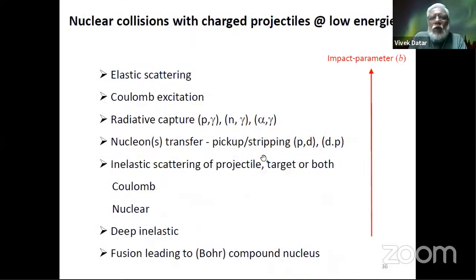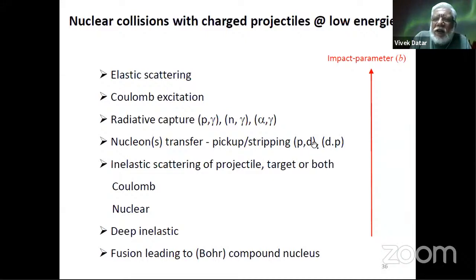So let me go over to this. As you increase the impact parameter, at large impact parameters, for instance, you only have elastic scattering, and mainly this is dominated by Coulomb scattering. As you come a little closer, the Coulomb force can also excite states both in the target and projectile. If you come still closer, you can have radiative capture. That means, for instance, if you have a proton or alpha particle, it can get captured and emit a photon. You can also have, in a similar domain of impact parameters, when you are sufficiently close to the nucleus, when there is just some small overlap between the wave functions of the target and projectile, then you can have transfer and pickup reactions.